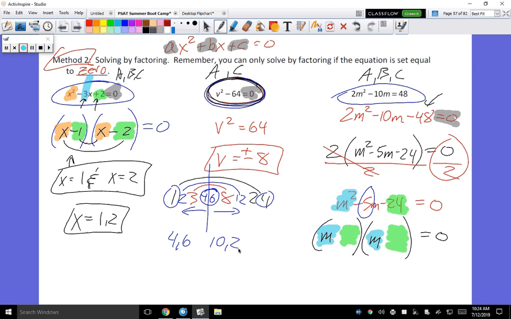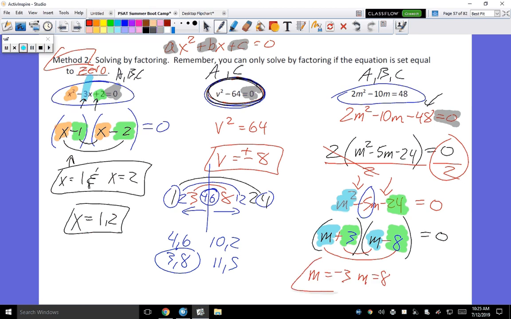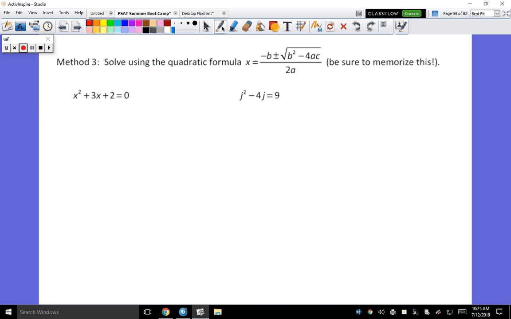So let me do the 3 and 8. And yes, sure enough, there it is. We have 11 or 5. So this will work. We just have to look at the signs at the very end. So we have 3, we have 8. And they will multiply to get a negative. So I know that they're opposite signs. And who wins? The 8. Because how else are you going to get a negative 5 when you add 3 and negative 8 together? So that you get m is negative 3 and m is equal to 8. Okay? They will help with the more difficult ones.